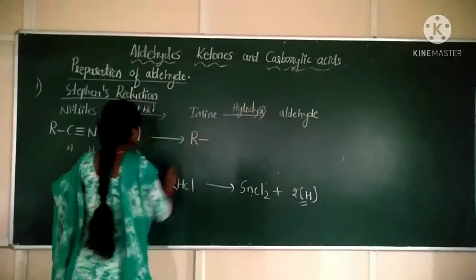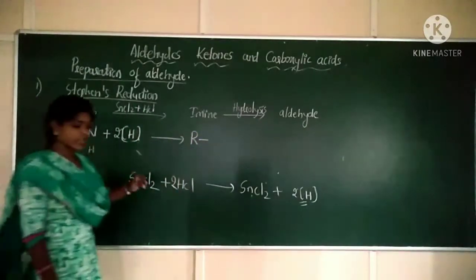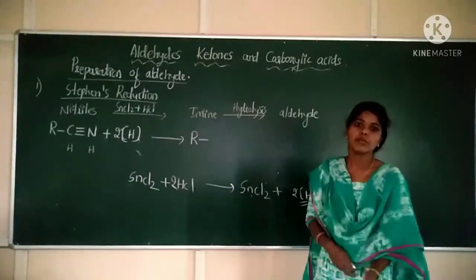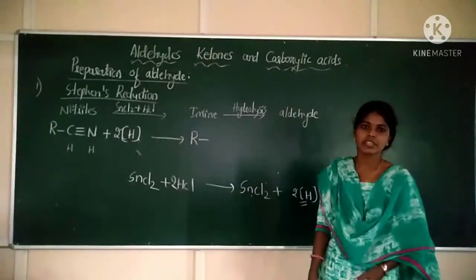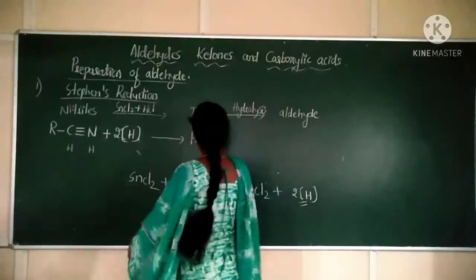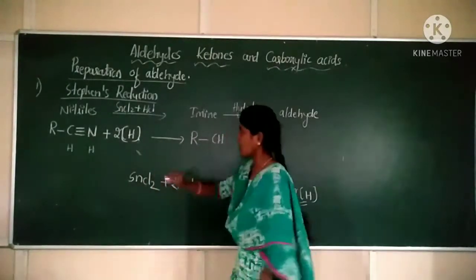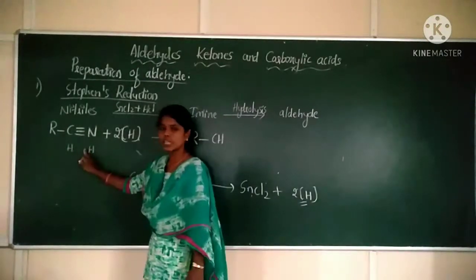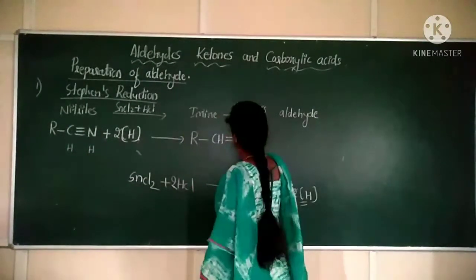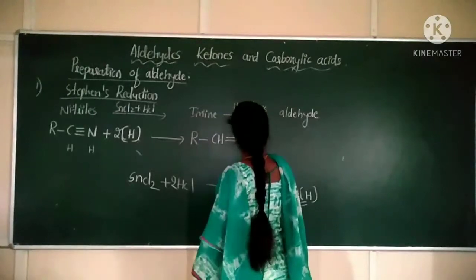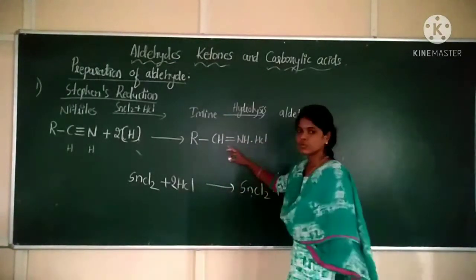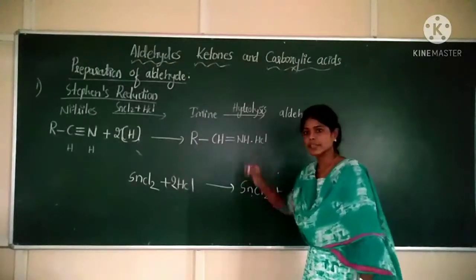R will remain the same. Whenever you are adding a molecule to triply bonded molecules, the triple bond will get converted into a double bond. So R, CH, double bond, NH, and HCl. One HCl molecule will be with that. So this is what we call imine.